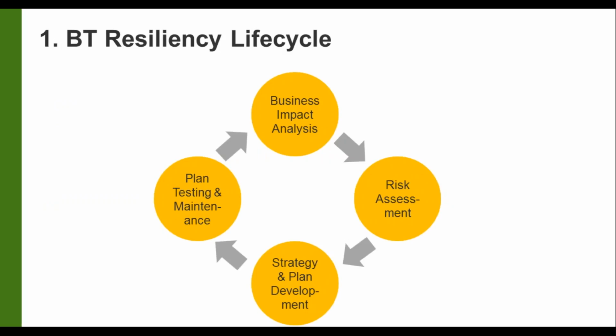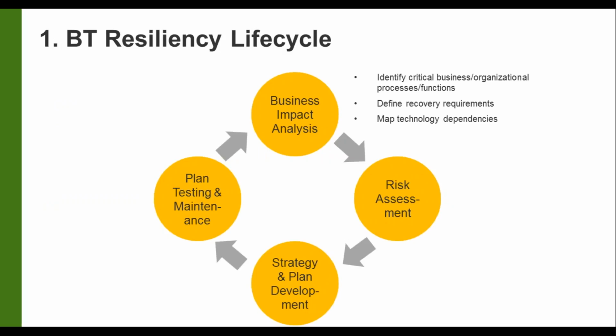The very first step, as we talked about, is the resiliency lifecycle. It starts with performing the business impact analysis, if you will. The business impact analysis deals with identifying the critical business processes or business functions. For each of these business processes, you would typically work with the business stakeholders to define the recovery requirements. Through that, you would also determine the relative criticality of all the business services and map all of their resource dependencies.